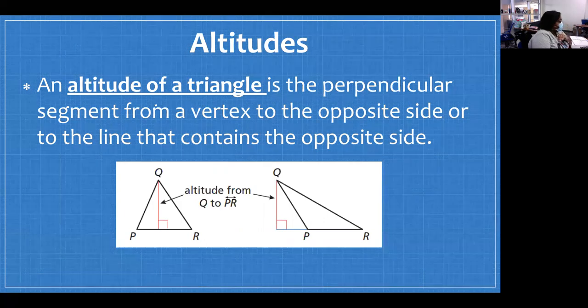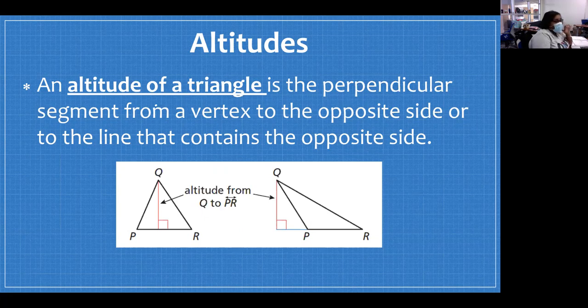In the triangle on the right, the altitude is actually outside of the triangle, and that's where you get the idea of where it says from the vertex to the line containing the opposite side. So sometimes our altitude is going to be outside of our triangle.